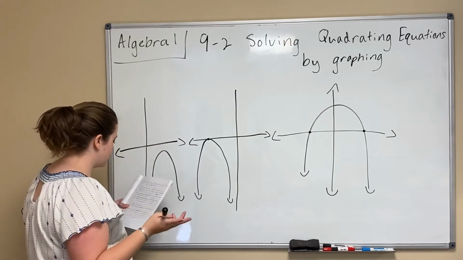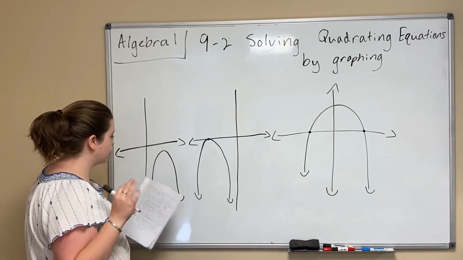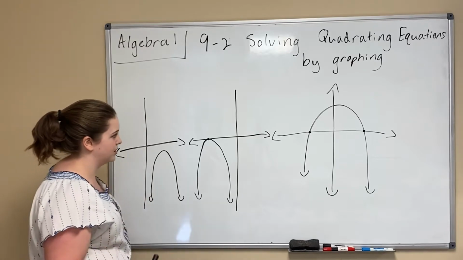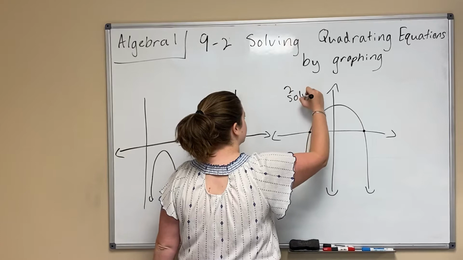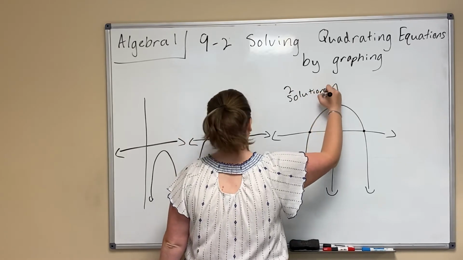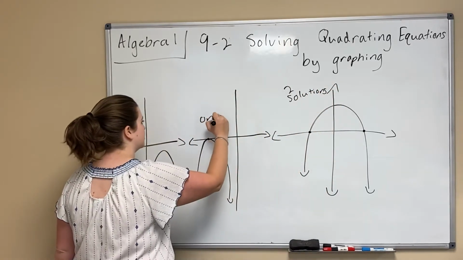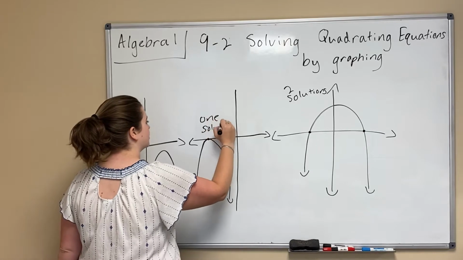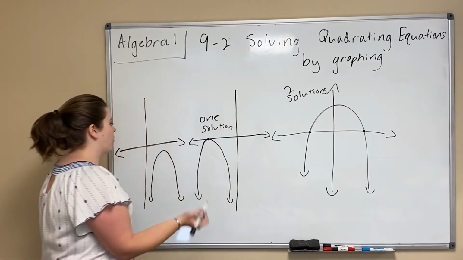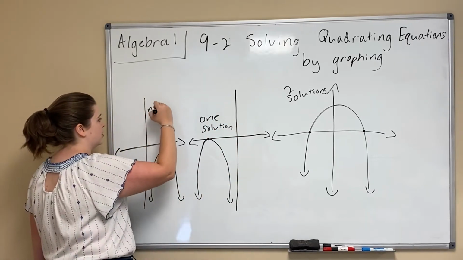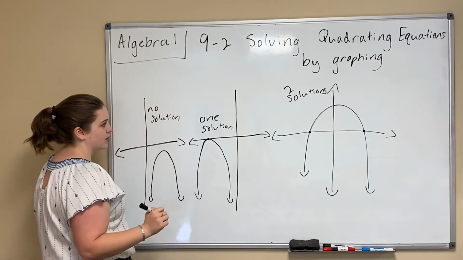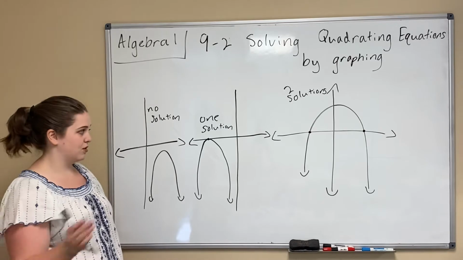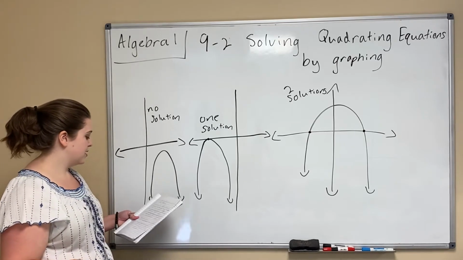So those are our three options, our 3 scenarios that we'll run into. Either it's going to have 2 solutions, it's going to have 1 solution, or it's going to have no solution. Pretty straightforward. You're just looking for the place where it crosses the x-axis.